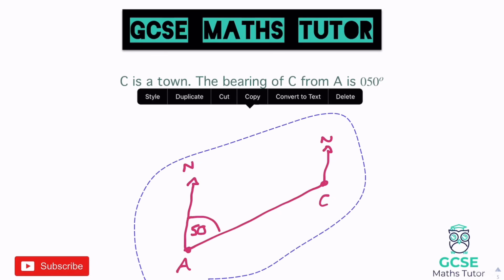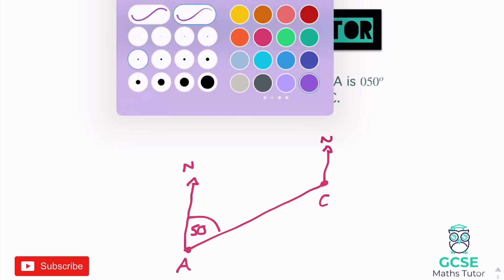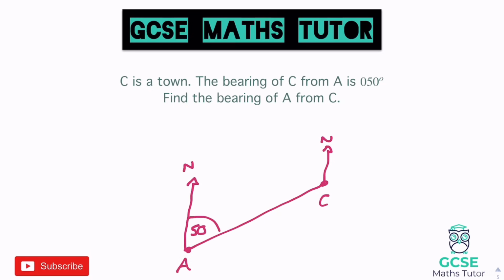Right, the next step is to think about what the question's actually asking. It says find the bearing of A from C. So now we're at C and we want to know, how do we get back to A? There's a couple of different ways that we could think about doing this. I'm going to talk about 2 different ways, and it's up to you which one you prefer.